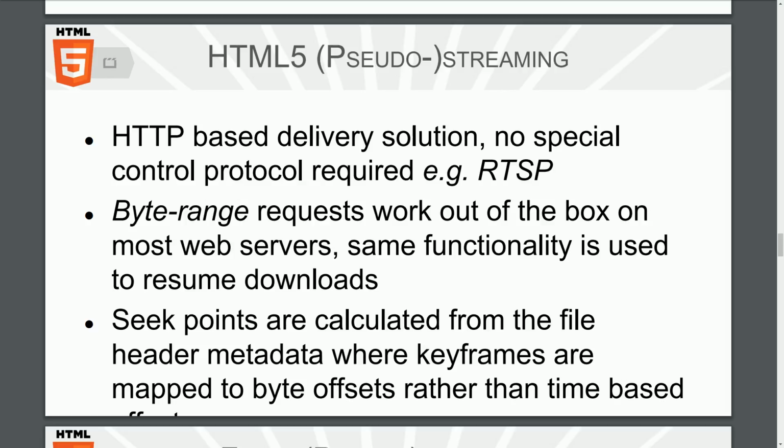And it's the byte range requests, that's the magic. Works out of the box in most web servers, same functionality as to resume downloads. Seek points are calculated from the file header metadata, where keyframes are mapped to the byte offset rather than the time-based offset. So instead of the client sending back the time offset, the client knows the byte. So you're just resuming a download.